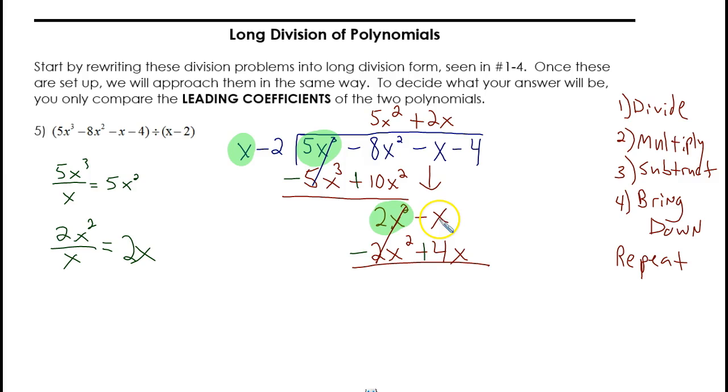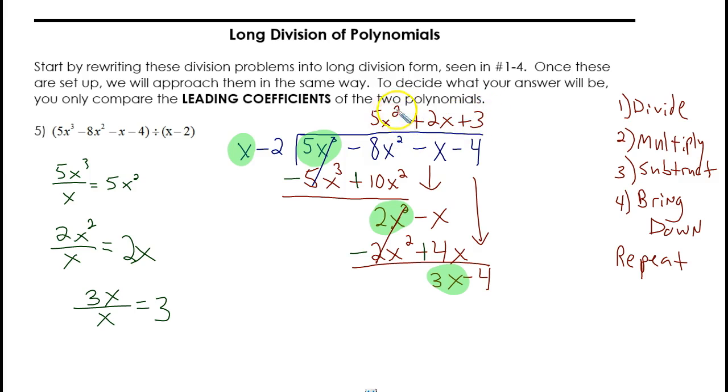Those cancel out. Negative 1x plus 4x is 3x. And I bring down my last part, which is minus 4. All right, I repeat one more time, x into 3x. And I come off to the side and I say, well, how many times does x go into 3x? It goes in 3 times. So I'm going to have plus 3 over here.